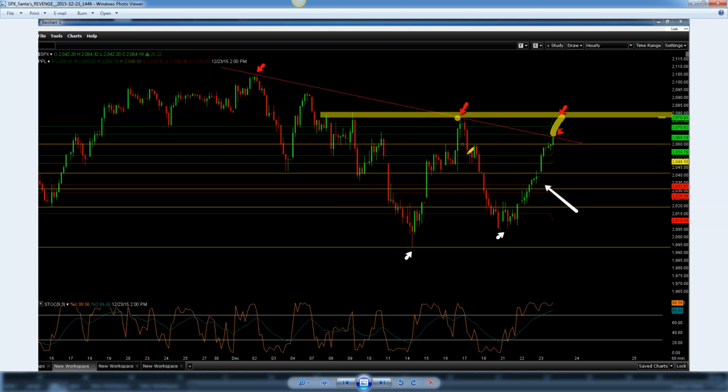This V-shaped formation. This is the way markets work. But we failed here. Then we came down to 2040. And now we're going to attempt to get there again. Left shoulder, right shoulder, head intact. So I don't care what these bozos talk to you about and who you listen to and what you read. This is what the market's going to do. And if we fail this, then that's a different story.